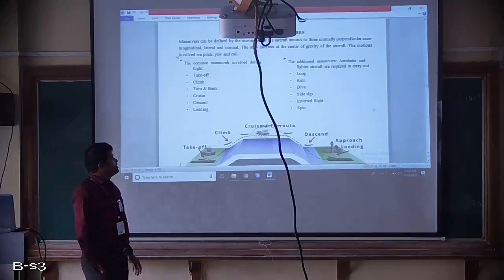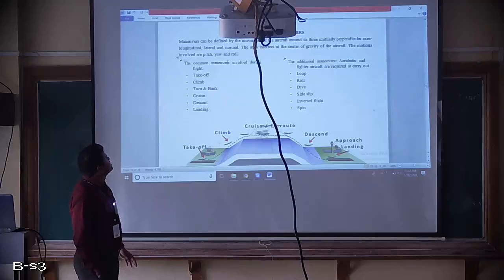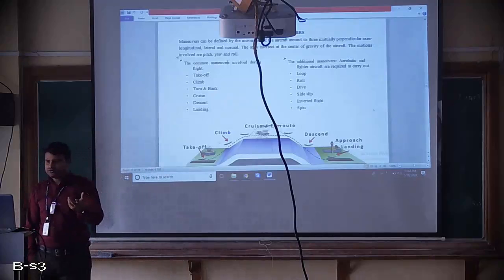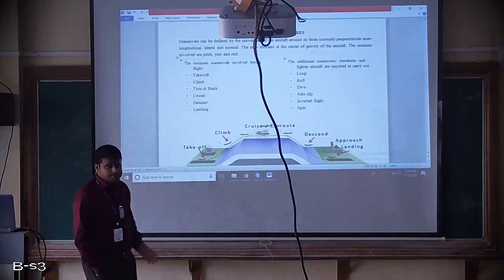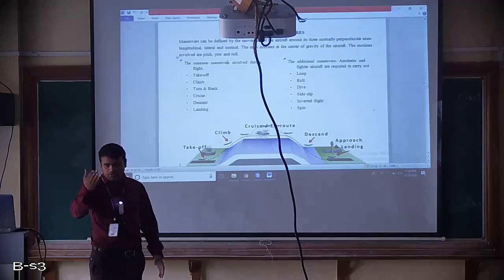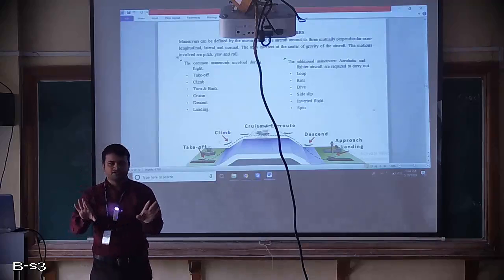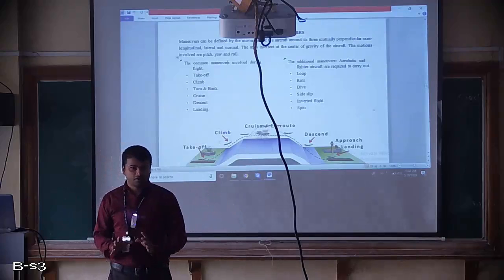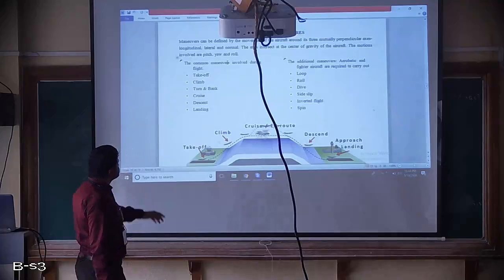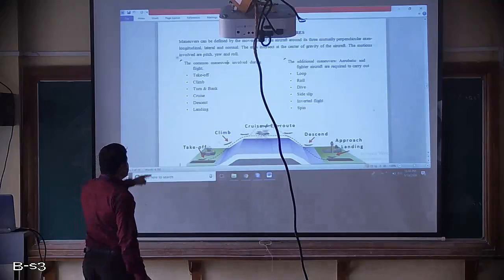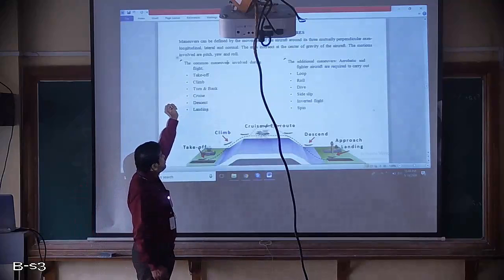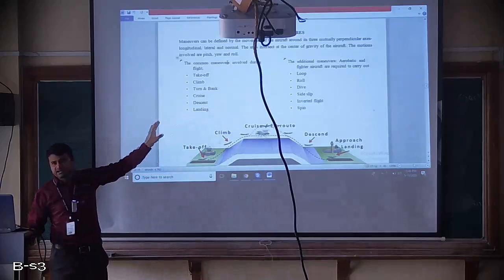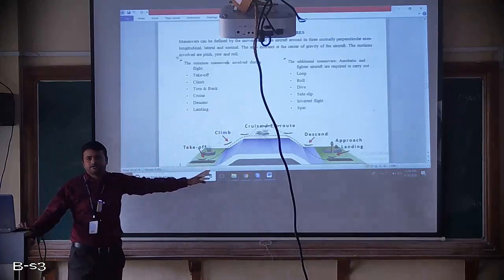Here also the same thing is there. Nothing to worry. Now two different kinds of maneuvers are there. One is called common maneuvers, and another is called additional maneuvers. Common maneuvers are the normal ones, applicable for both civilian airplanes and military airplanes. They include takeoff, climb, turn and bank, cruise, descent, landing. These are the common maneuvers required for the aircraft to fly in air and land on the ground.